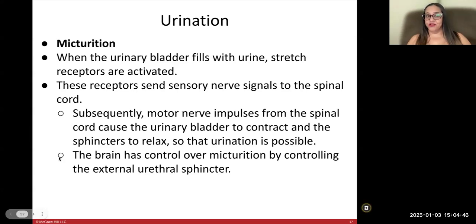Urination is officially called micturition. When the urinary bladder fills with urine, stretch receptors are activated. These receptors send sensory nerve signals to the spinal cord. Subsequently, motor nerve impulses from the spinal cord cause the urinary bladder to contract and the sphincters to relax so that urination is possible. The brain has control over micturition by controlling that external urethral sphincter.